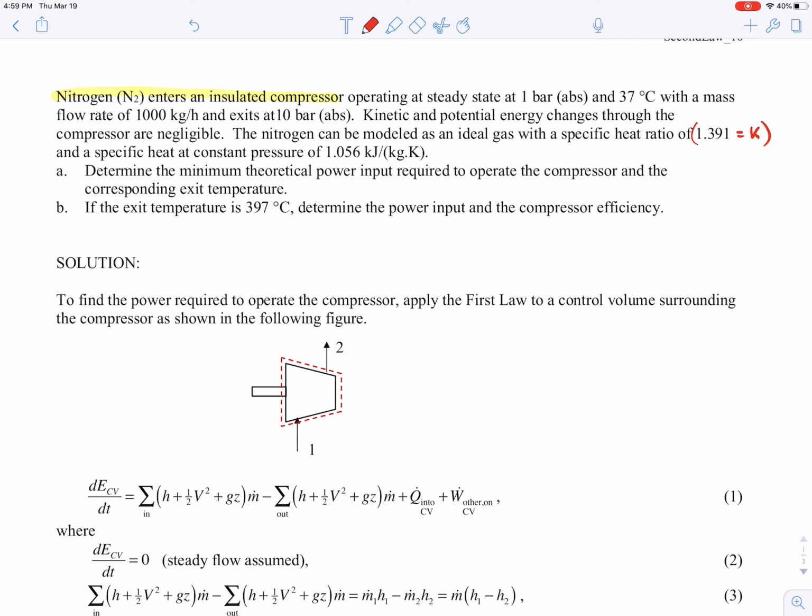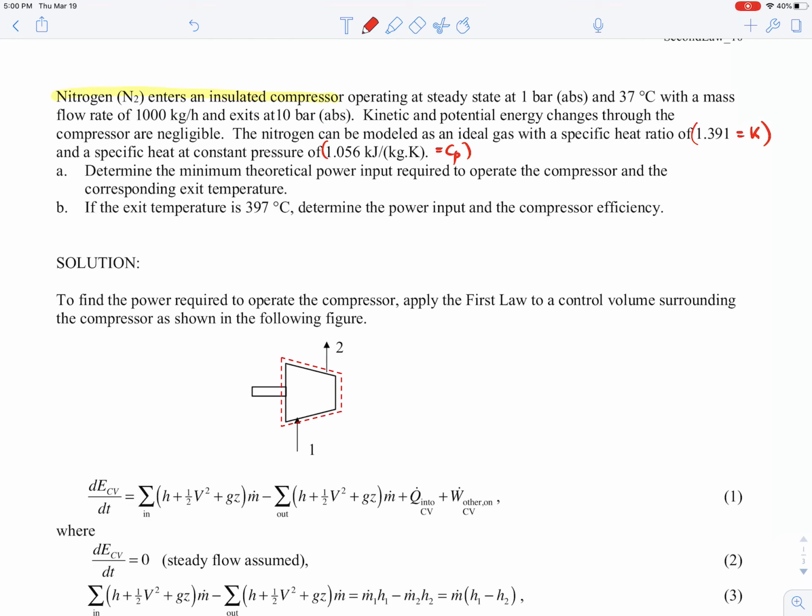It's very close to that for air because air is primarily made of nitrogen. And we're also told the specific heat at constant pressure. So this is the Cp value here as well. So we're given those. And because those are given, we can assume that we're dealing with constant specific heat. So it's really a perfect gas since we're given just a single value for the specific heat.